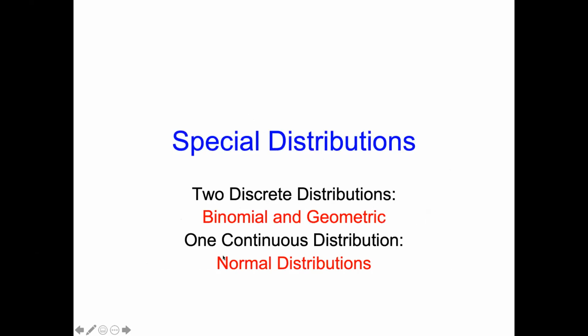After that, we're going to talk about a continuous one called a normal distribution, which we actually mentioned already in a previous chapter. But binomial and geometric are for discrete numerical variables. So let's focus on the binomial today.